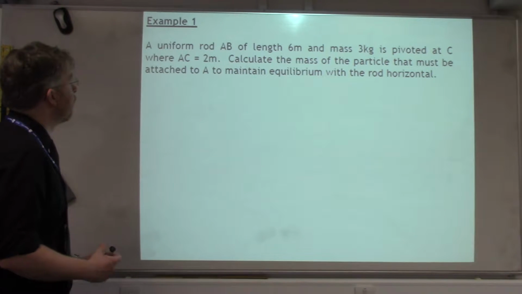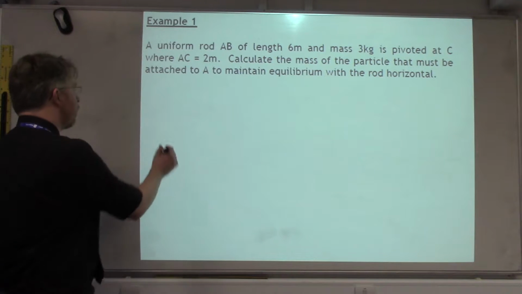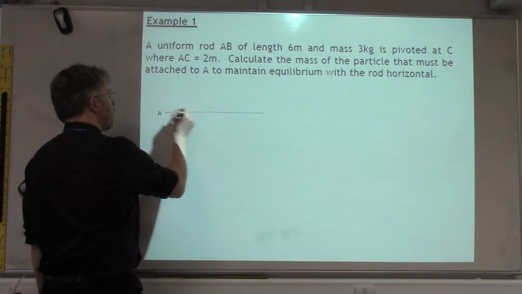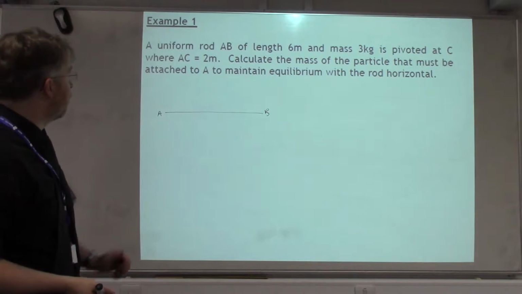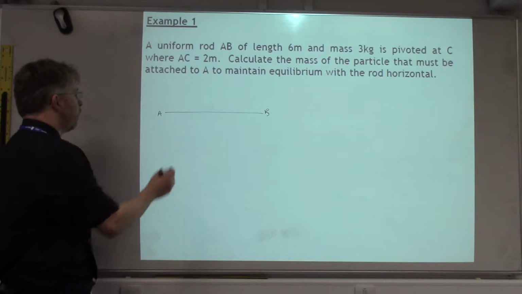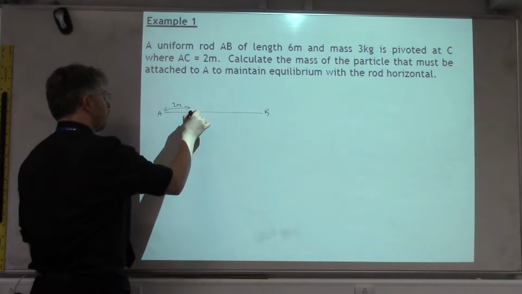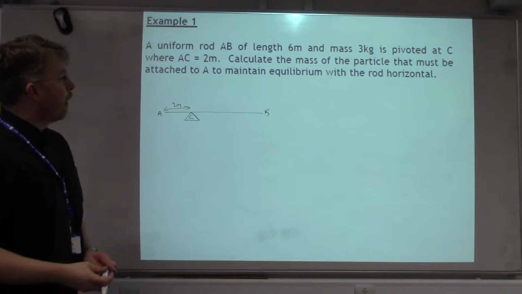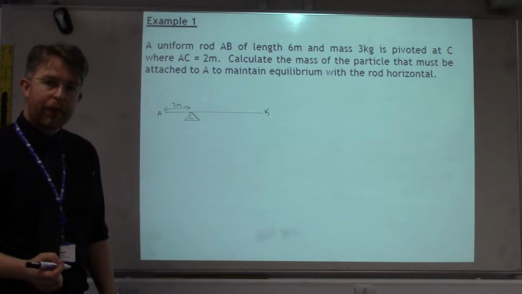So, example 1. The uniform rod AB of length 6 metres, and as usual in mechanics we're going to start with a sketch, and mass 3 kilograms is pivoted at C where AC is 2 metres. Calculate the mass of the particle that must be attached to A to maintain equilibrium with the rod horizontal.